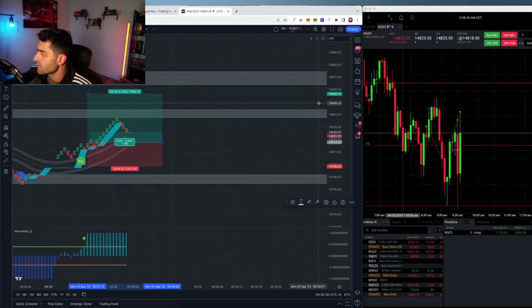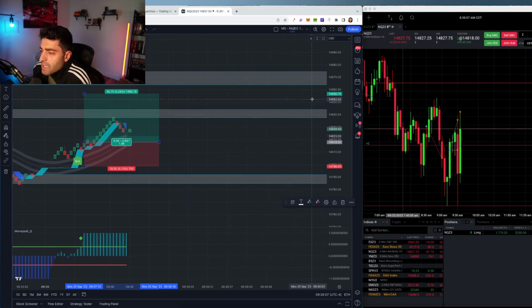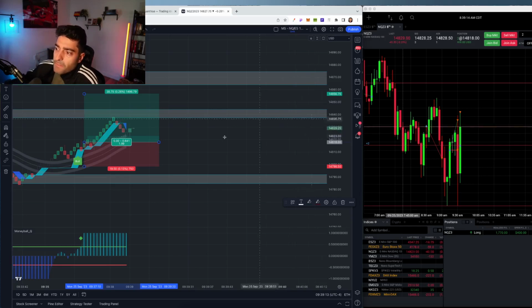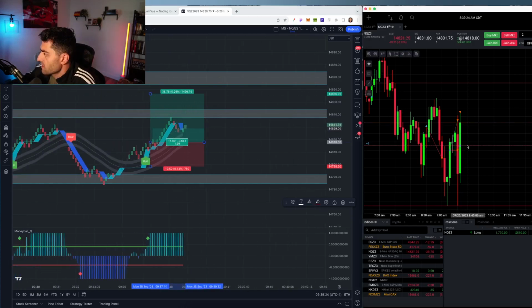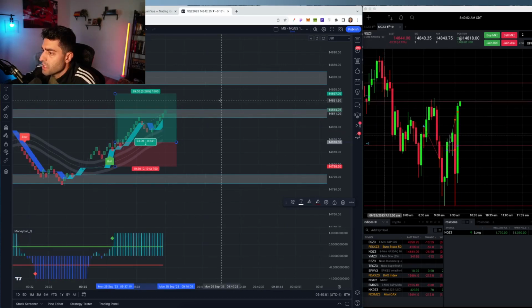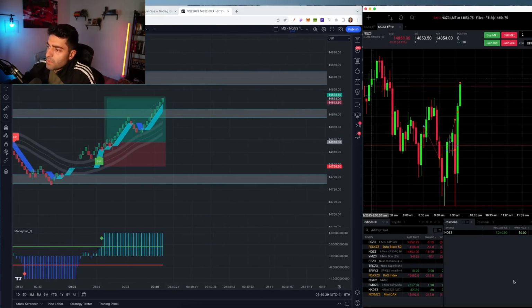Sellers do not want to give up this fight. Might get ticked out here, but I really wouldn't be surprised to see a strong push up back towards those levels here. Back through these levels. See if we can get some breathing room away from our break-even stop there. There's that push up. Order filled. There we go.